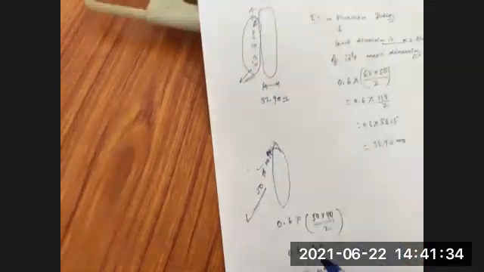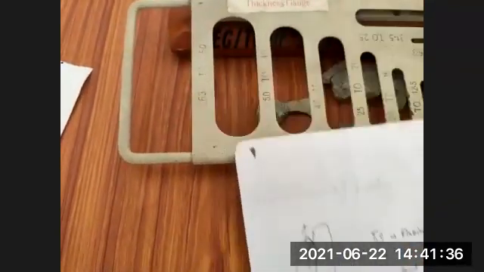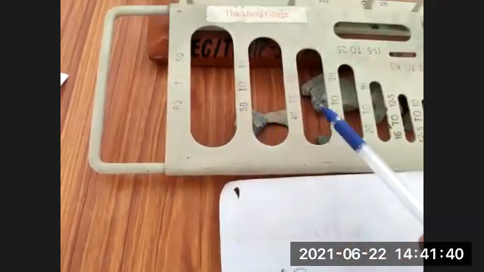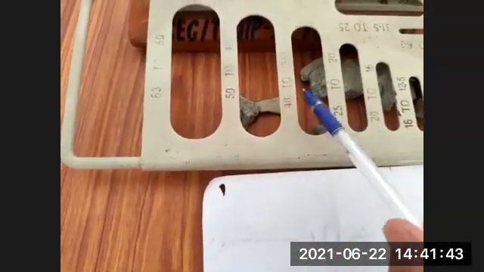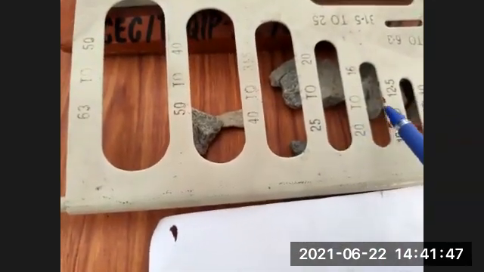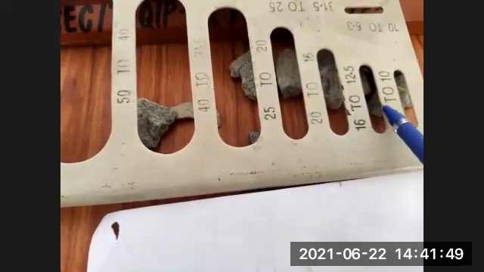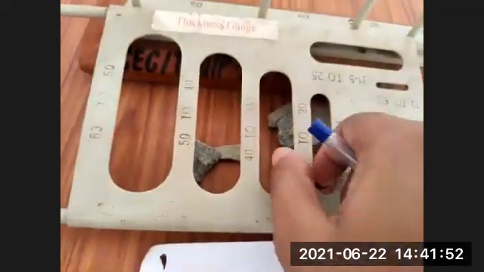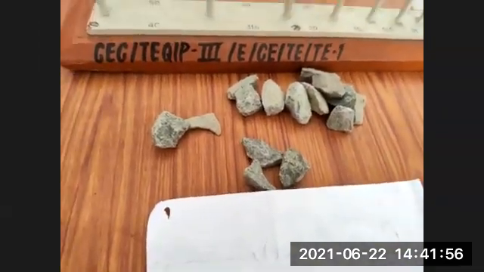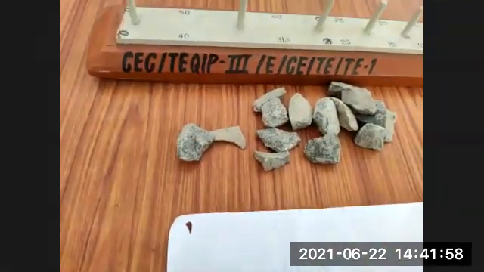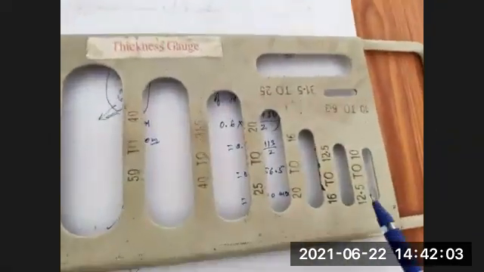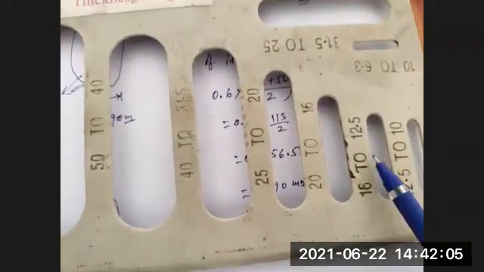So basically the size of this opening is 27 mm. In similar manner, we also find the size of the other openings, that means 40 to 31.5, 25 to 20, 20 to 16. Here we choose 15 aggregates. In real practice we choose 200 aggregates, but here as a sample I choose 15 aggregates.